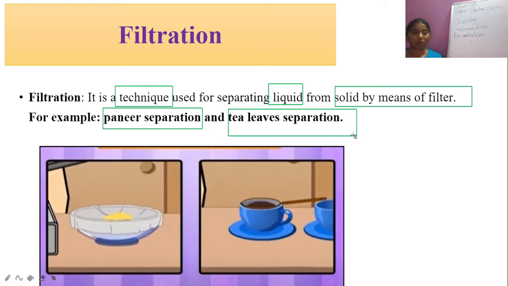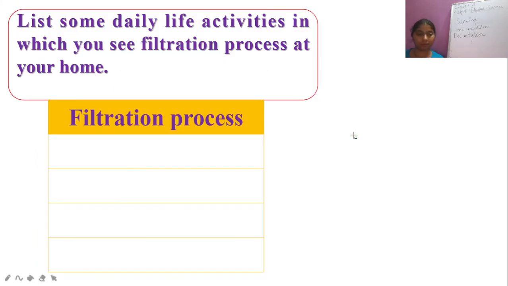We have a few examples, like paneer separation from the liquid, and tea leaves separation, which you can do with the filtration process. So please make sure you know what sedimentation, decantation and filtration are. These are methods of separating things from each other. Now students, you have to list some daily life activities in which you see the filtration process at your home. Have you ever seen the filtration process done by your mother? Yes, your mother separates the boiled rice from the water, right? So your mother is using the filtration process.